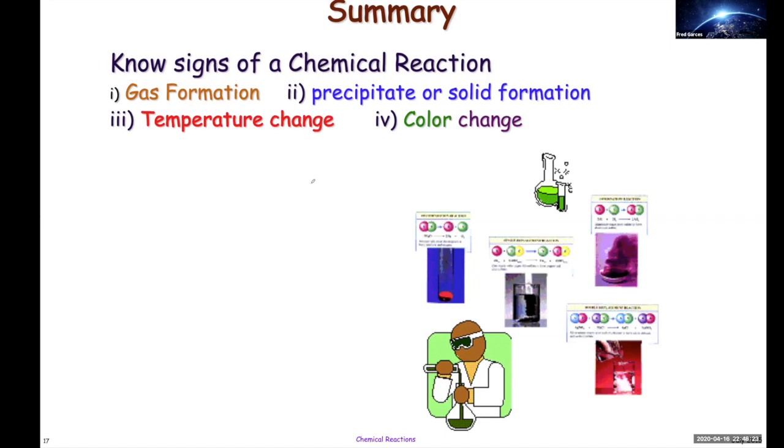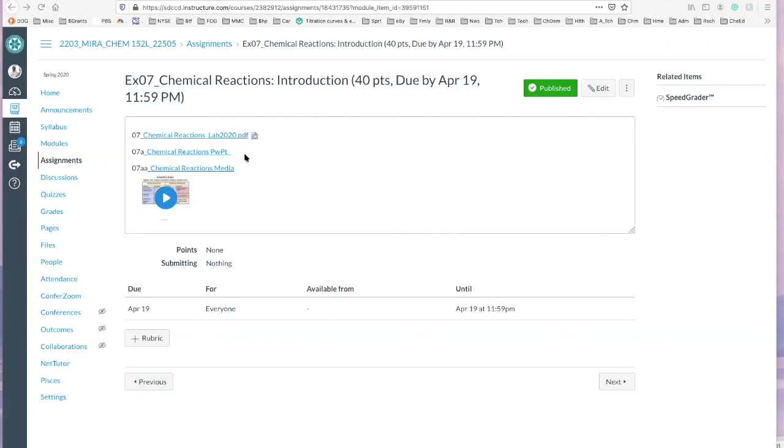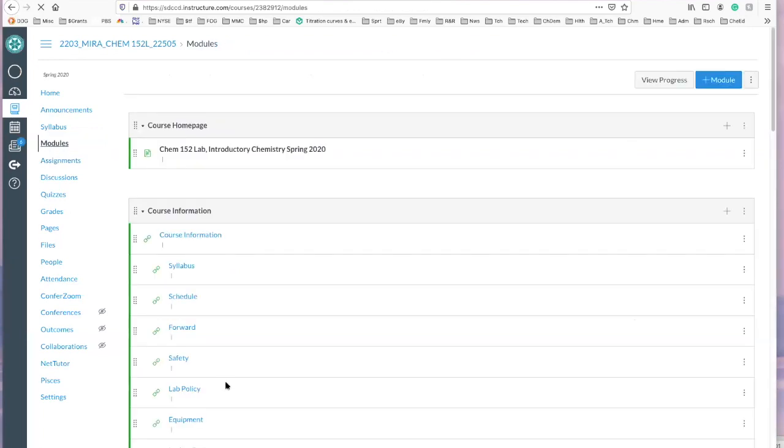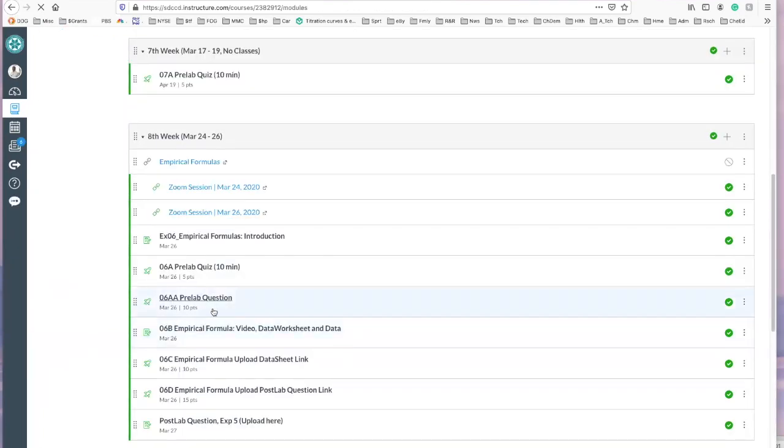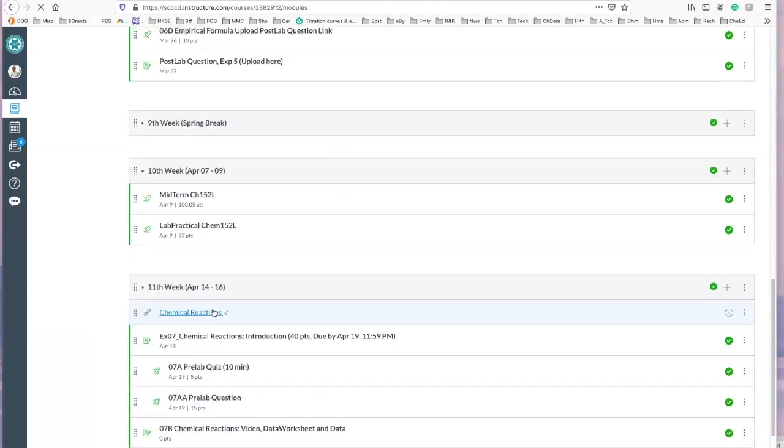So that basically is the PowerPoint I would usually show in the beginning of class, just to get you guys geared up for the reactions that you are going to be doing. So that's the first part. Let's look at the second part. That's the first link that you have. Remember, we are on the 11th week right here.